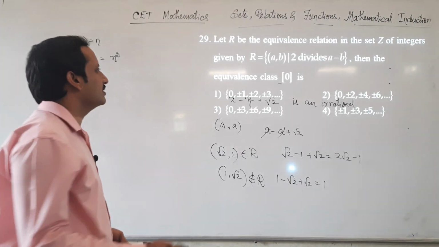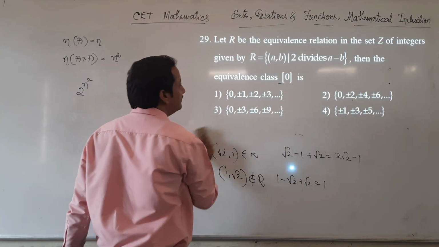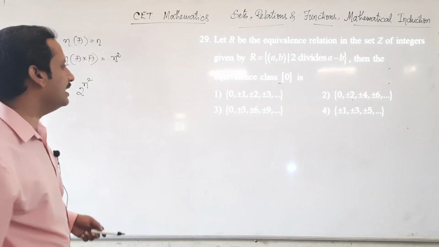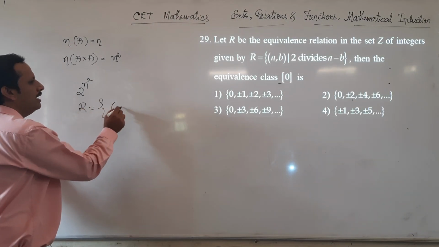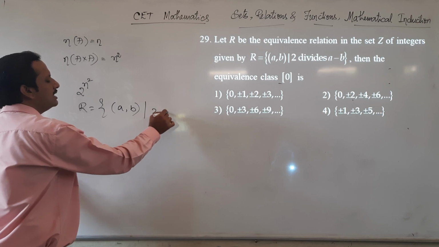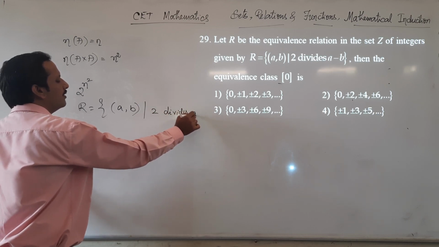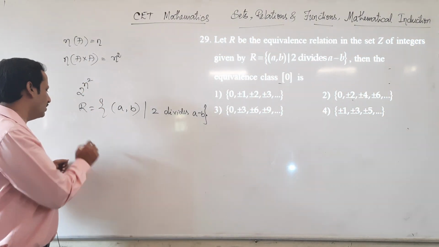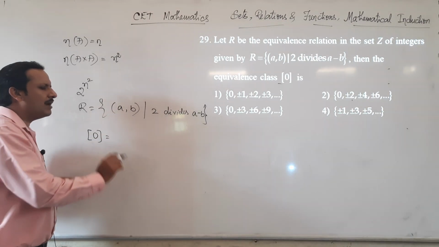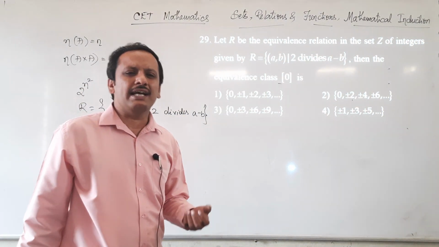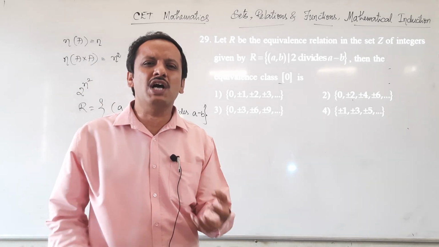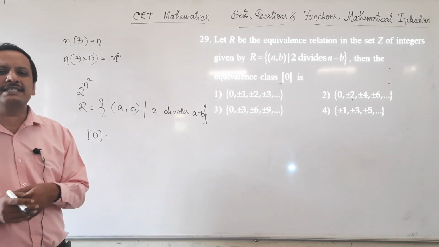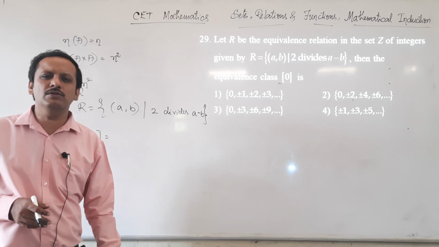Then 29th question. Let R be an equivalence relation on the set Z of integers given by R equals (A, B), we say A is related to B if 2 divides A minus B. 2 divides A minus B is the relation. Then the equivalence class of 0. Equivalence class of an element is the collection of all those elements which are related to this element. So, equivalence class of 0 is the set of all elements which are related to 0.